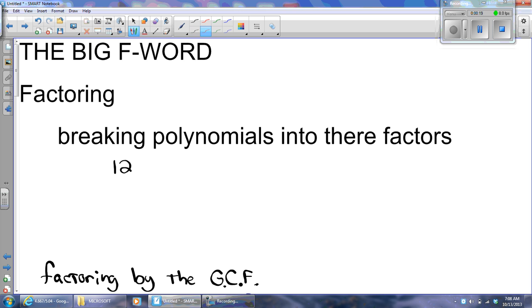For example, 12. The factors of 12, especially if I do the prime factorization: 3 times 4, and then 2 times 2. So the prime factorization of 12 is 2 times 2 times 3, right? That's what we're going to be doing. We're going to be breaking it down into its prime factors, so it can't be broken down anymore.